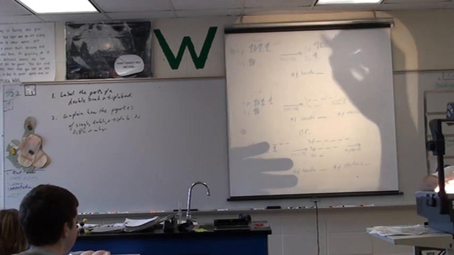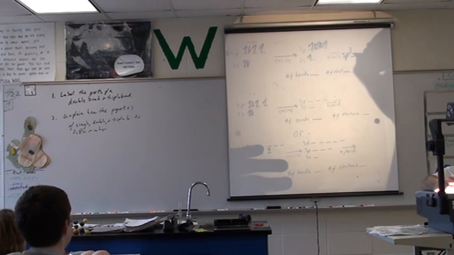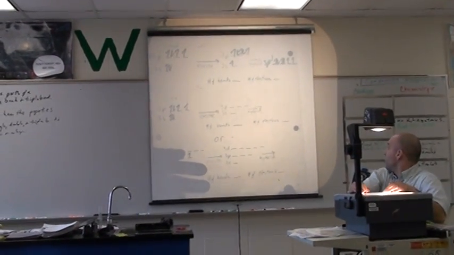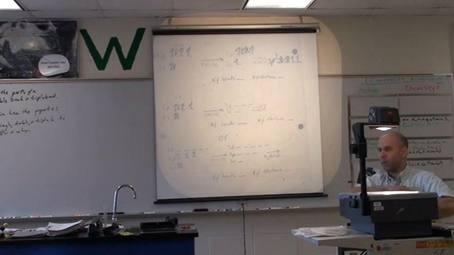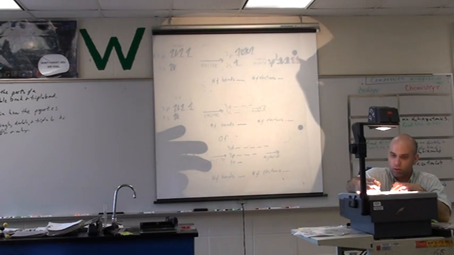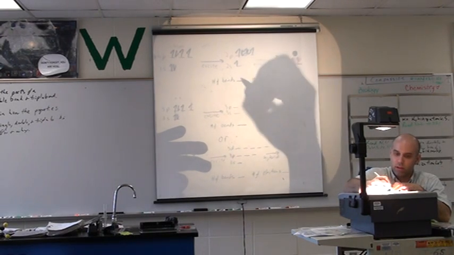All right, so 2, 4, 6. 1, 2, 3, 4, 5, 6. We will need how many more electrons, Nikki? 8. I mean, 2. 2 more for a total of 8. 2 bonds.